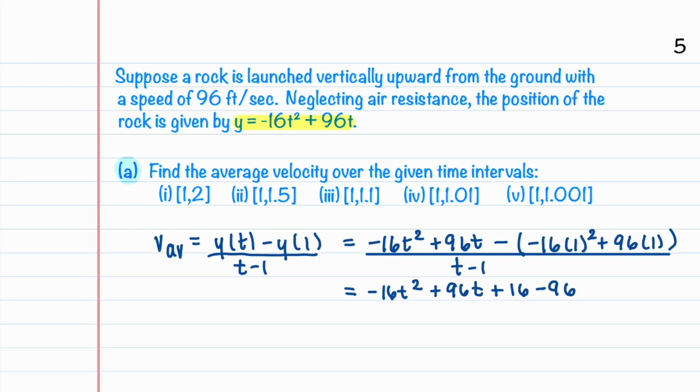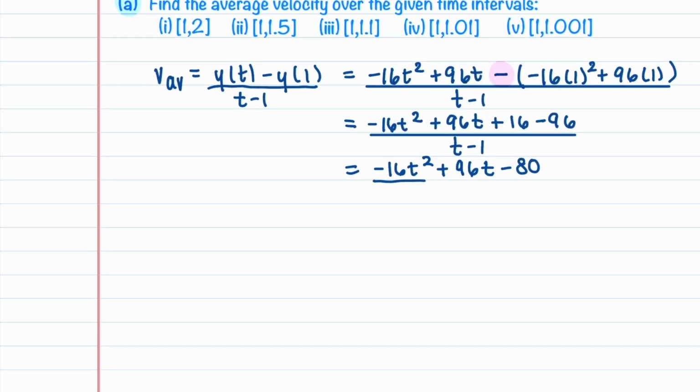I want to point out this negative right here. The biggest mistake I see students make is to not carry that minus over to both terms. And all of this is divided by t minus 1. Simplifying further, this gives us minus 16t squared plus 96t minus 80. And that's all divided by t minus 1.